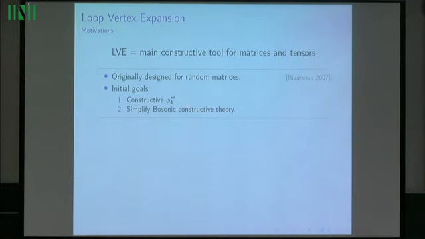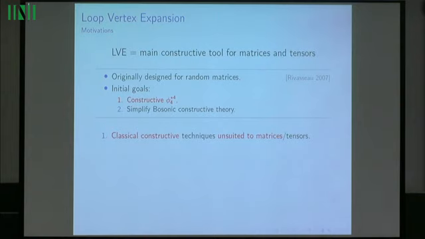But then very soon after this paper, which was called Constructive Matrix Theory, he realized that loop vertex expansion could also simplify bosonic constructive theory. So he wrote a second paper which was called Constructive phi^4 Theory without tears. So you tell me if you cry. Okay, so let's see why it's necessary for matrices to have new constructive tools.